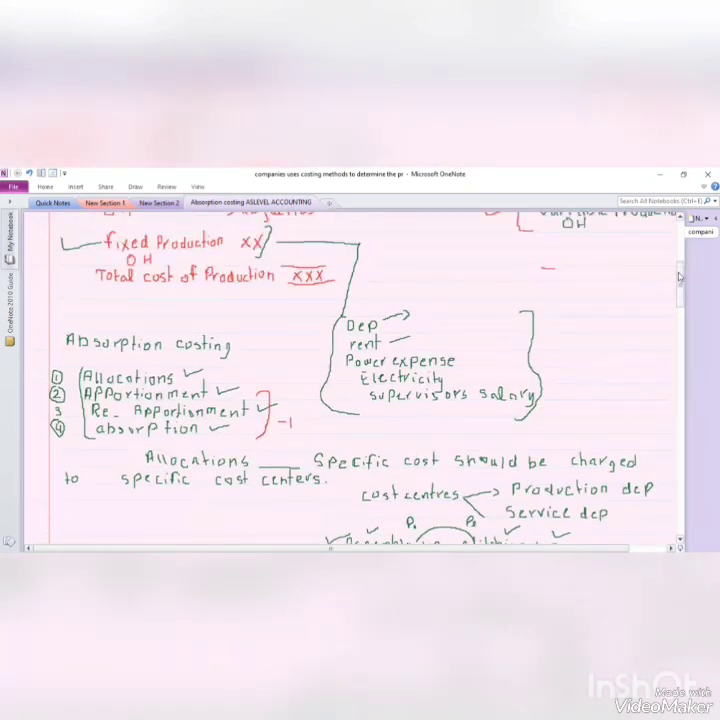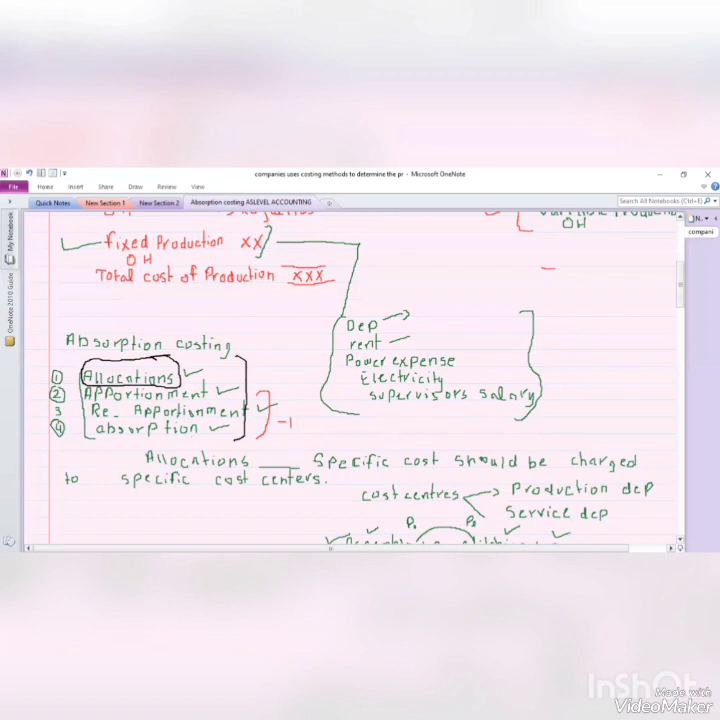Okay, students, so we are going to talk about allocation, apportionment, and reapportionment, basically these four steps, and how we calculate all the steps in our overheads analysis sheet. First of all, we are going to discuss allocation. I already told you about allocation.